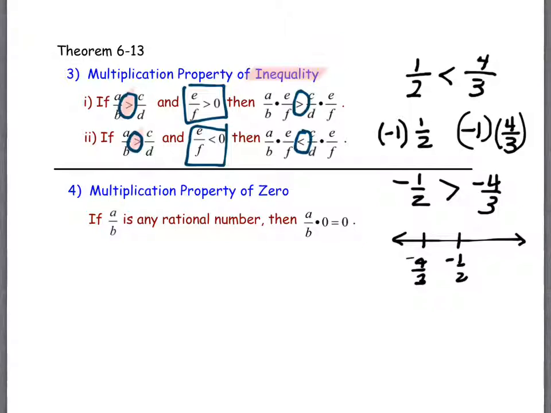Multiplication property of 0. It says if you multiply by 0, what happens? You get 0. Yeah, you do. So that one's a nice, clean, simple one for us to remember.